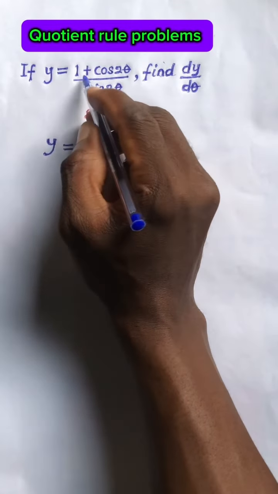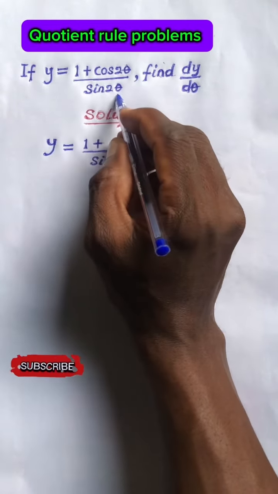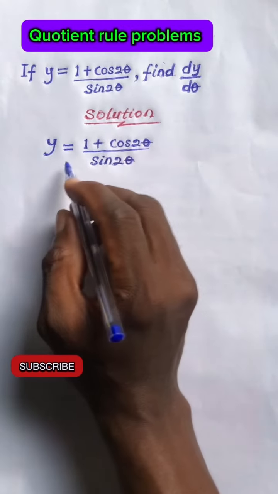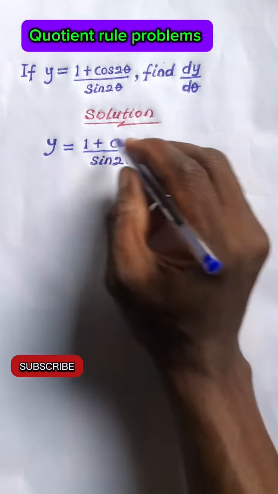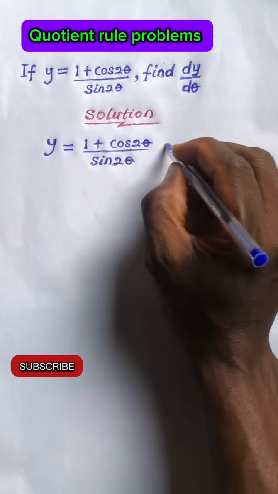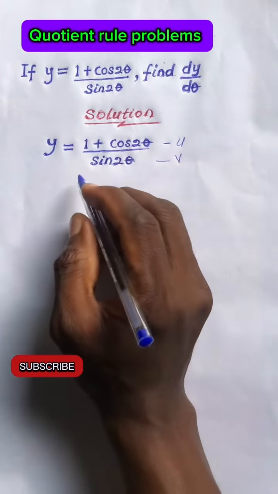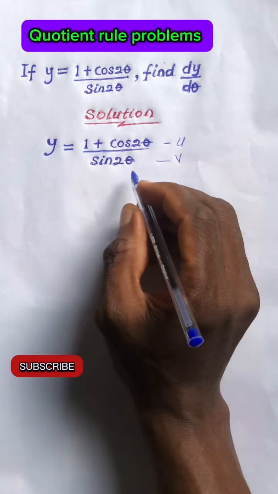If y equals 1 plus cos 2 theta all over sine 2 theta, find dy d theta. Solution. We're going to use the quotient rule. So we let the numerator be u and the denominator be v. So we're going to differentiate u and v with respect to theta.